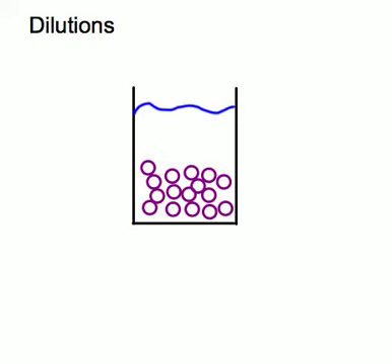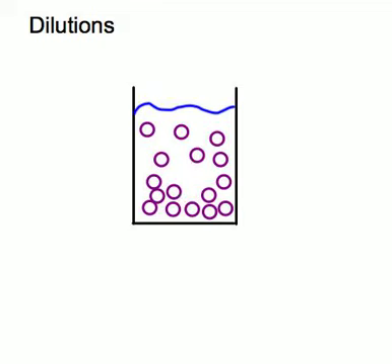Once I add more water, these particles can spread out. So the solution becomes less concentrated. If we look at any given part of the solution, there are fewer particles than there used to be. So the solution became more dilute when I added more water.